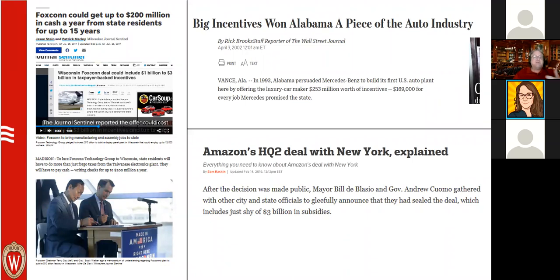Big incentives, one in Alabama. The reason I put the Alabama example up here, although it's 1993, is the gamesmanship that starts to occur with these tax incentives. Mercedes-Benz made the decision that they wanted to have a manufacturing facility in the US, and they were going to build their SUVs there.